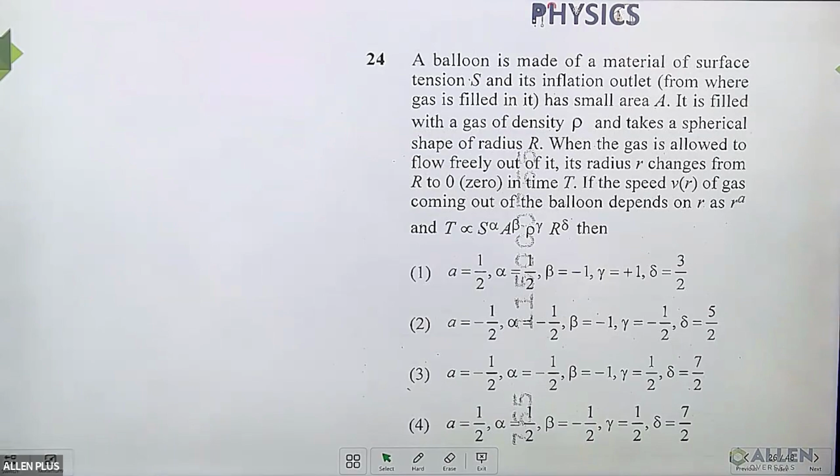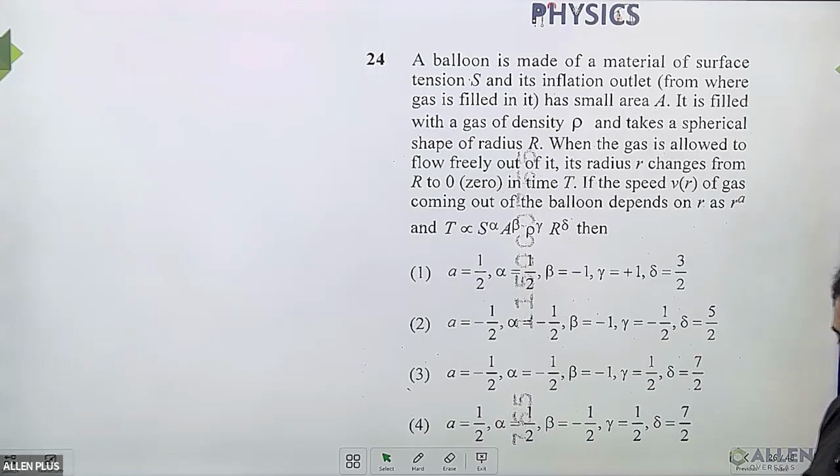A balloon is made up of material of surface tension S and its inflation outlet from where gas is filled in it has small area A. It is filled with a gas of density rho and takes a spherical shape of radius r. When the gas is allowed to flow freely out of it, its radius r changes from r to 0 in time t. If speed v of gas coming out of the balloon depends on r as r to the power a, and t is proportional to S^alpha A^beta rho^gamma and r^delta, what is the value of alpha, beta, gamma, delta is the question.